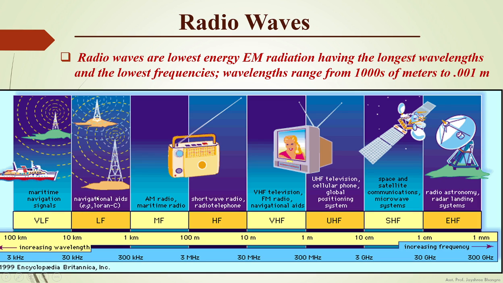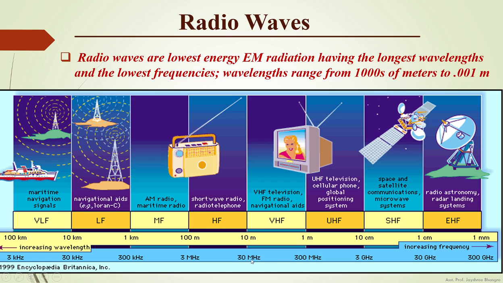They are used for navigational aids, and the very low frequencies are used for maritime navigation signals. Then the frequencies from 300 kilohertz to 3 megahertz are called medium frequencies, and they are used for AM radio or maritime radio. Then frequencies from 3 megahertz to 30 megahertz are called high frequencies, or shortwave. They are used for shortwave radio and radio telephone.